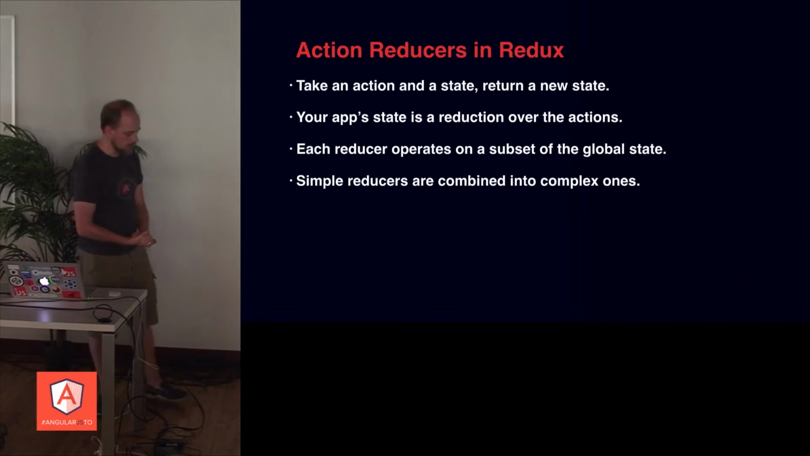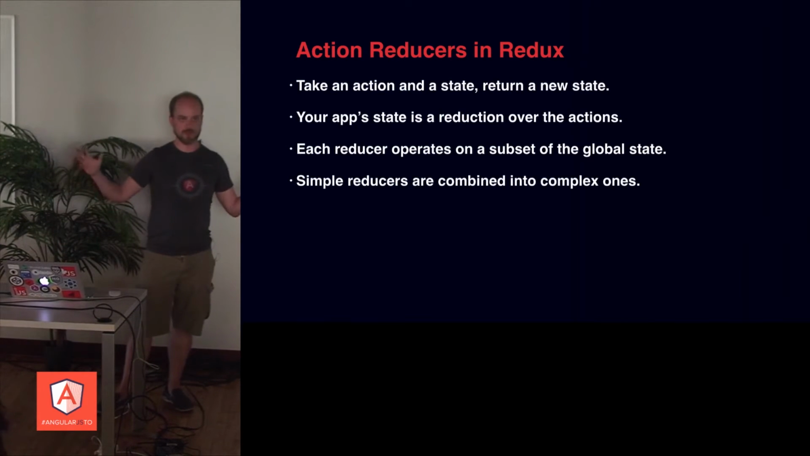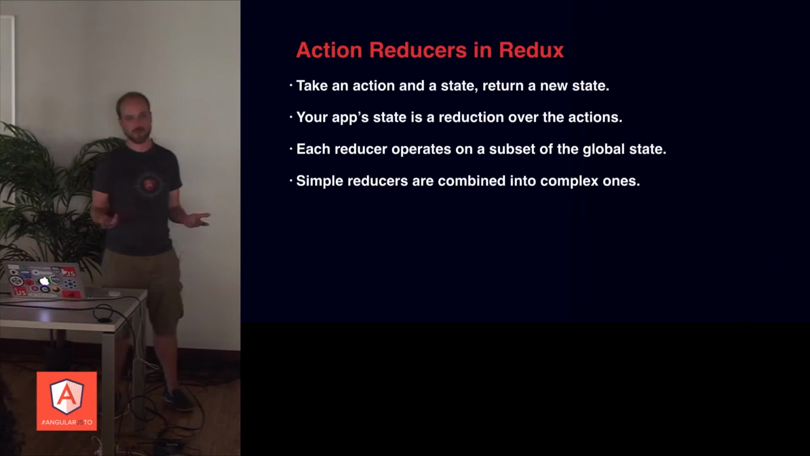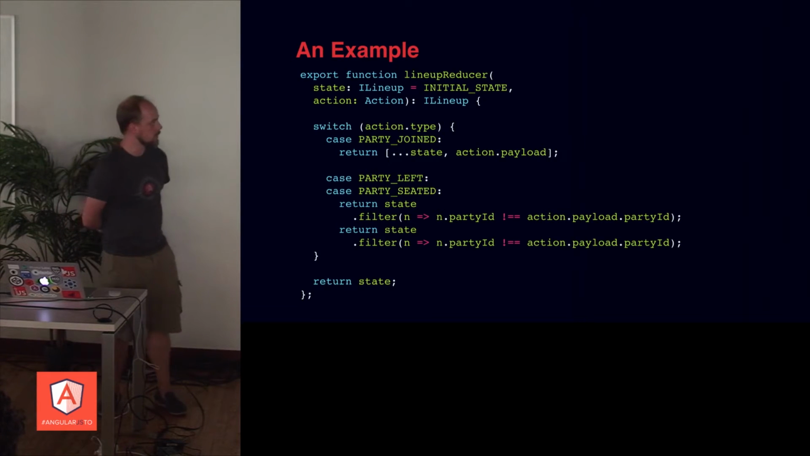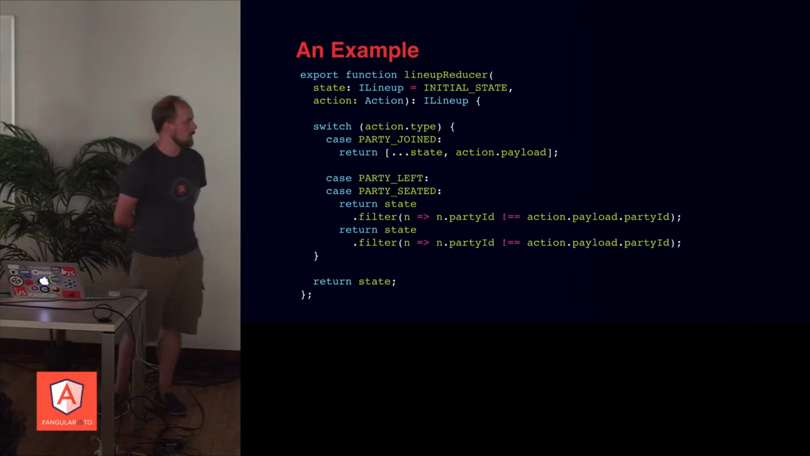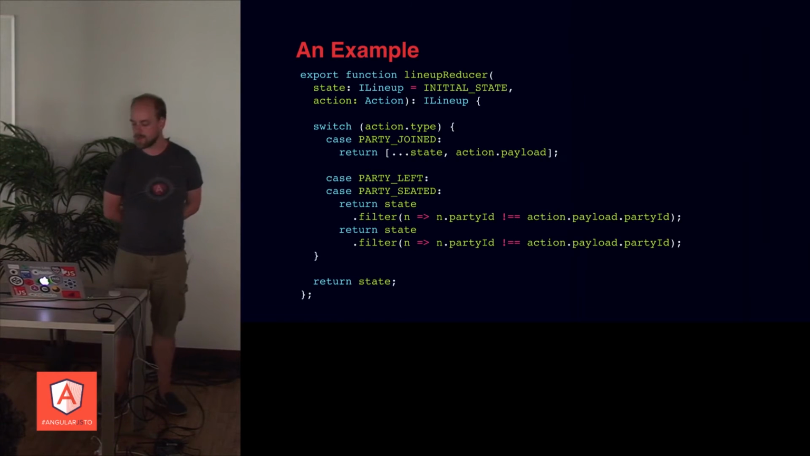So typically what we'll do is, instead of having one great big reducer for your entire app, we'll split it up into little ones. And because they're pure functions, we can compose them together effectively into your application. So here's an example of a reducer function. This comes from an application that my colleague Evan wrote.